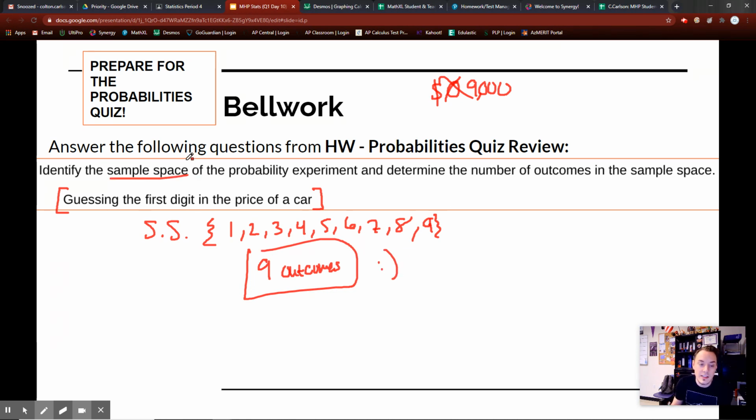So the first thing they asked us is a sample space. So that's my first step. And then they wanted to determine the number of outcomes here, and this is my second step. Boom, boom. Sweet. Let's move on.